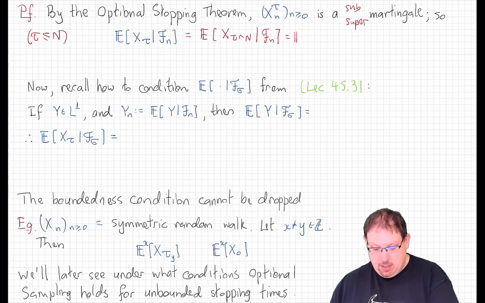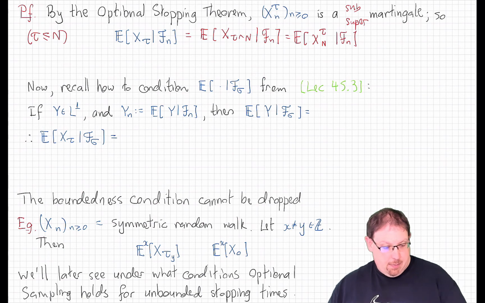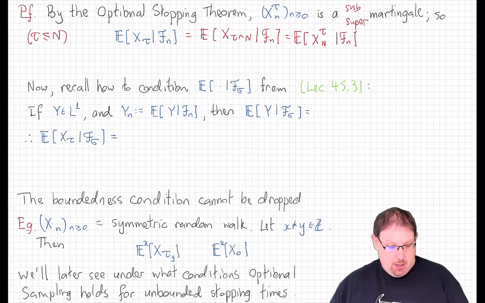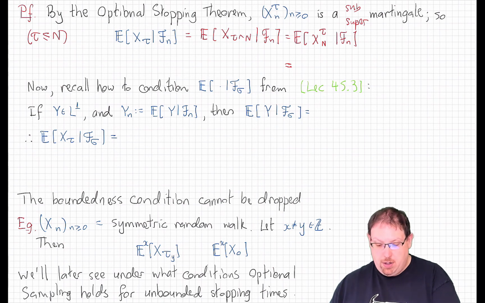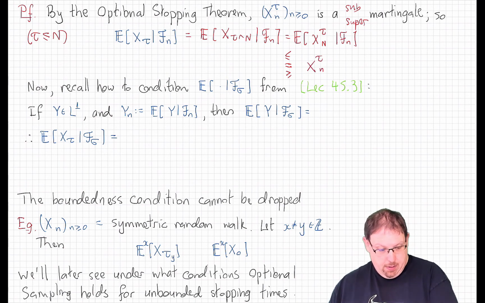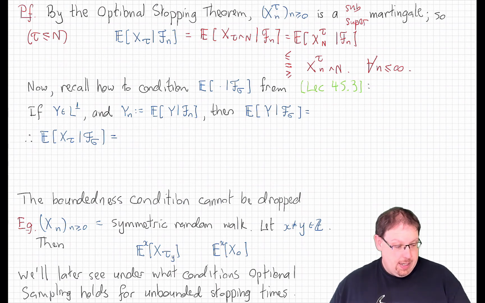And that, by definition, is the conditional expectation of the stopped process, X^tau at time capital N, given F at time little n. And the optional stopping theorem tells us that that is equal to, in the case of a martingale, less than or equal to, in the case of a submartingale, or greater than or equal to, in the case of a supermartingale, X^tau at time n min capital N. That's true for every n less than or equal to infinity, even if we wanted to define the process at infinity. So that tells us how to condition on F_n at a fixed time, but we know how to condition on a stopping time as well. That was the topic of lecture 45.3.